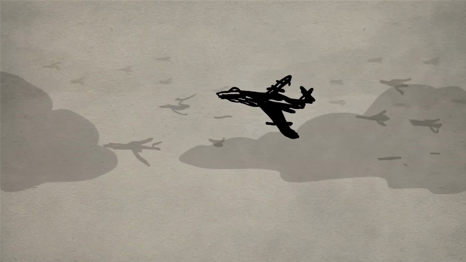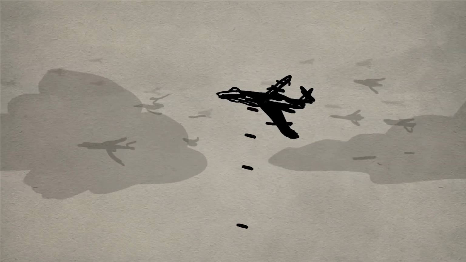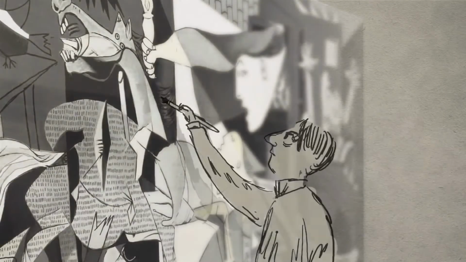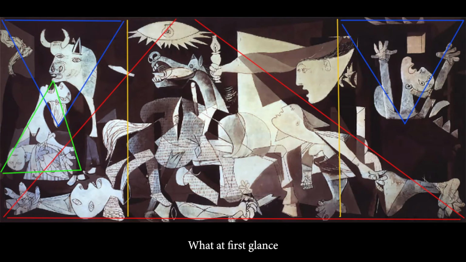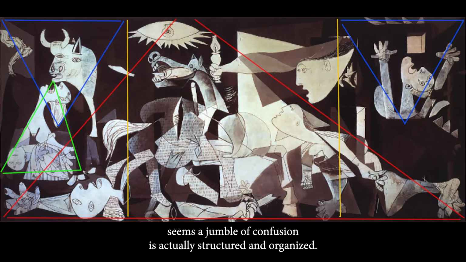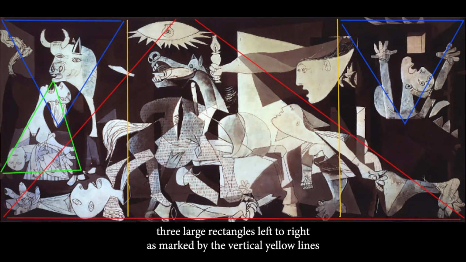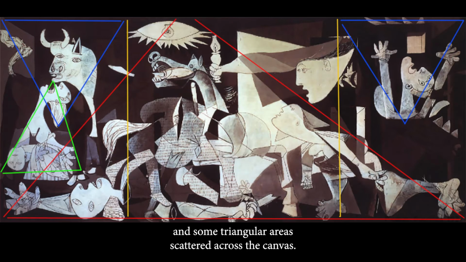Like the bombing of Guernica itself, Picasso's painting is dense with destruction. But hidden beneath this supposed chaos are carefully crafted scenes and symbols carrying out the painting's multifaceted attack on fascism. What at first glance seems a jumble of confusion is actually structured and organized once we stop to look more closely. Images are loosely grouped into geometrical sections, 3 large rectangles left to right as marked by the vertical yellow lines, and some triangular areas scattered across the canvas.